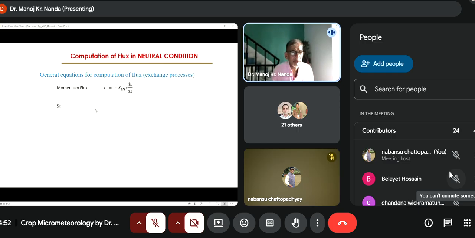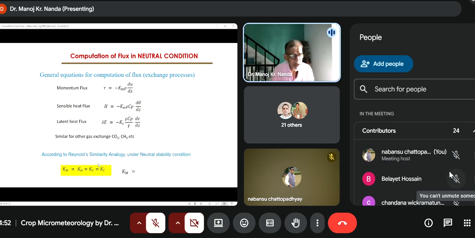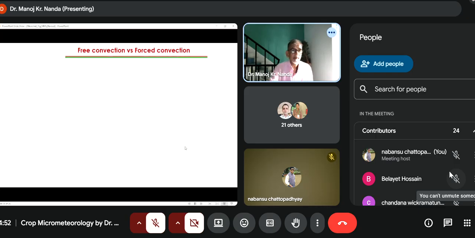Now, under neutral flux condition, as I told, this is your momentum flux, this is your sensible heat flux, this is your latent heat flux. Similarly for all other gases, and according to the similarity hypothesis, the Reynolds analogy, Km is equal to Kh is equal to Kv is equal to Kc. But this all applies to the neutral condition.